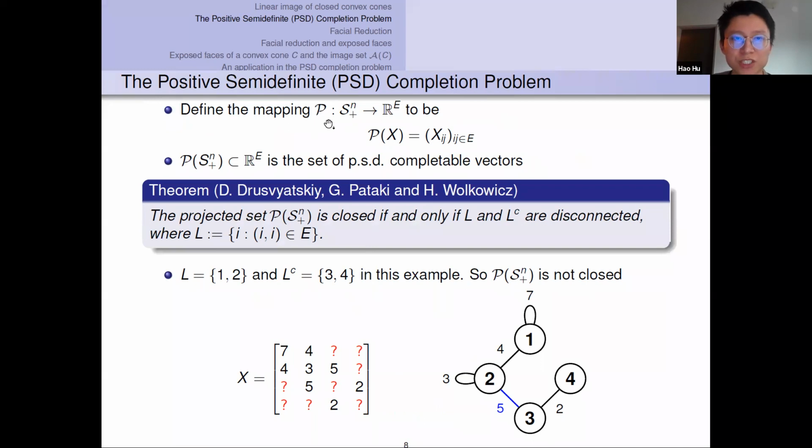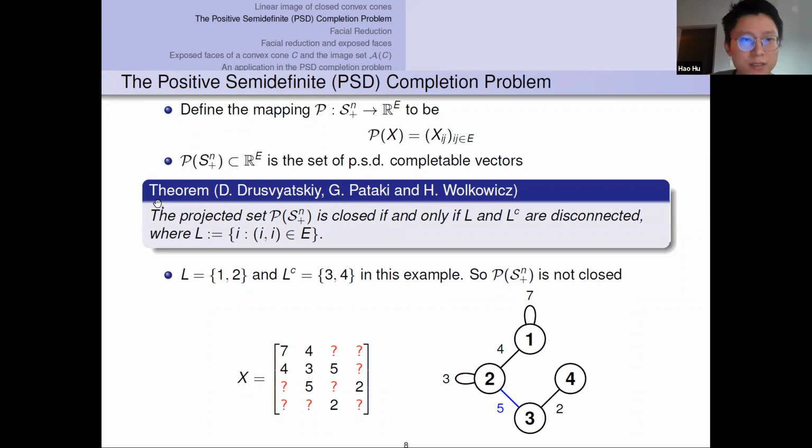We define a projection P, which maps any PSD matrix into a column vector in R^e by writing down the corresponding entries Xij in the corresponding position. And clearly, any vector in this projected set is PSD completable, because that's how we constructed the set. For any PSD matrix here, its projection has to be PSD completable.